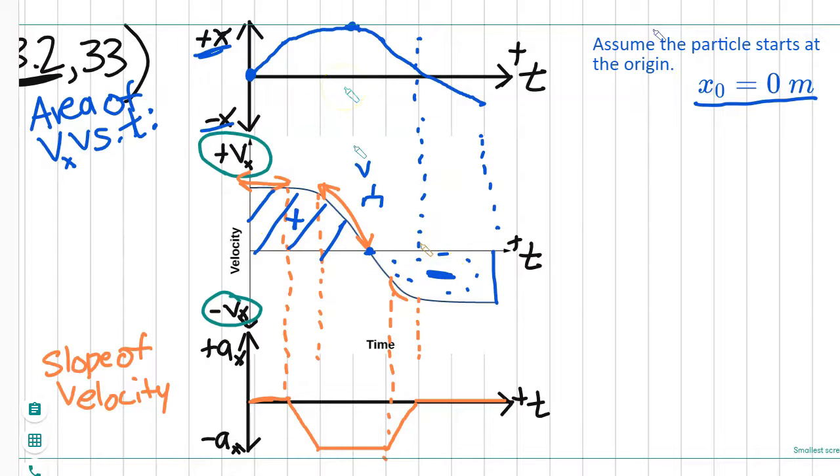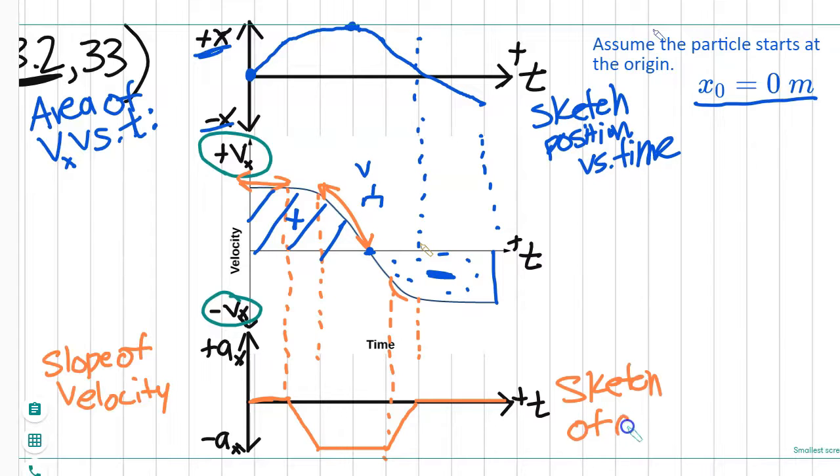So this right here is a sketch on the top figure of position versus time. And then on the bottom, acceleration versus time. So that's what we've done. And we can get both of those from the velocity versus time graph.